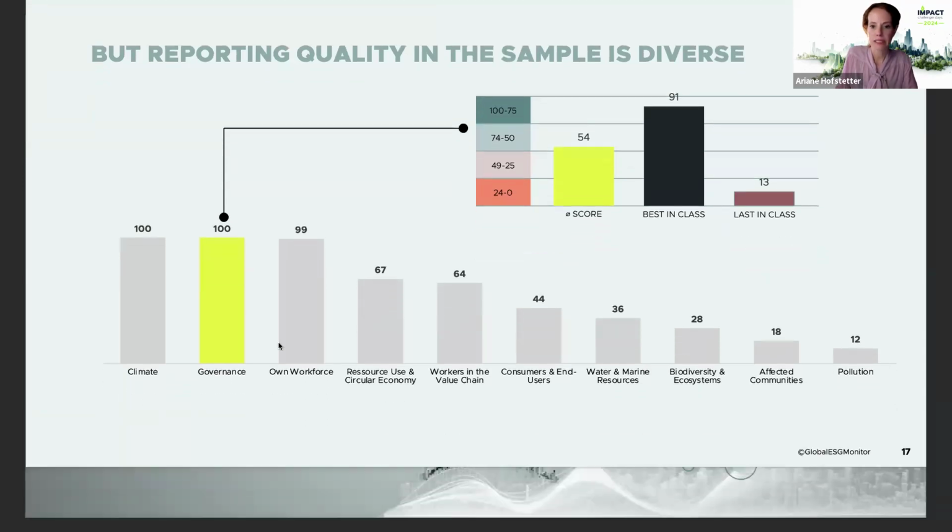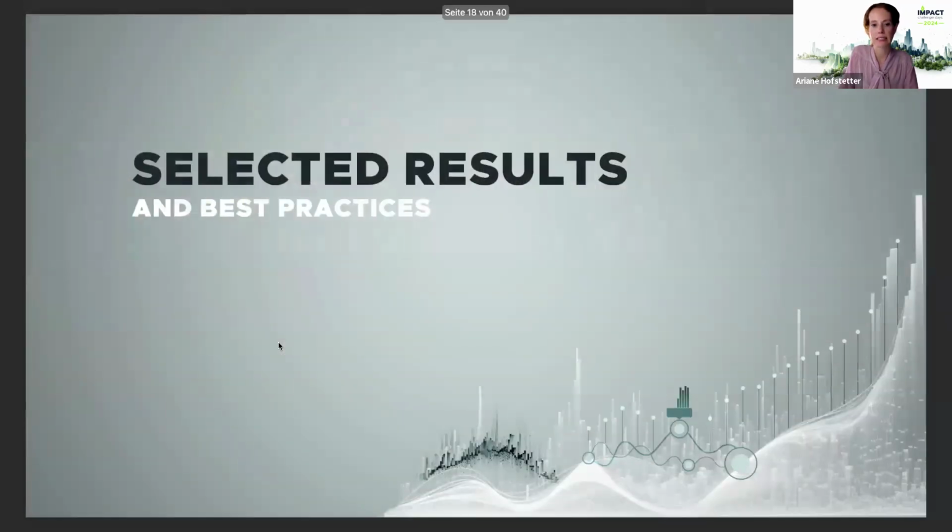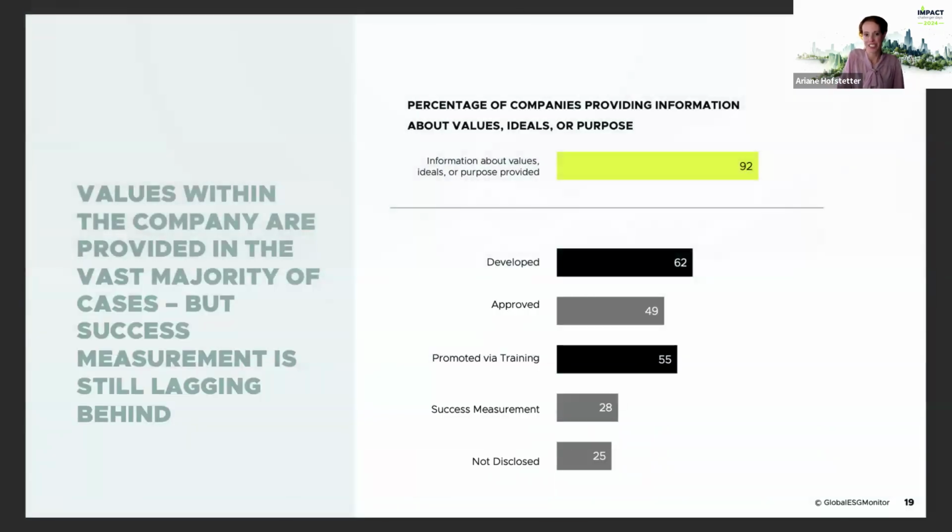Let's go deeper into the results, and I hope you like the combination of data and best practices which I have chosen for this part of my presentation. We will start with something really basic, which is corporate culture. A key aspect of corporate culture is the so-called values.